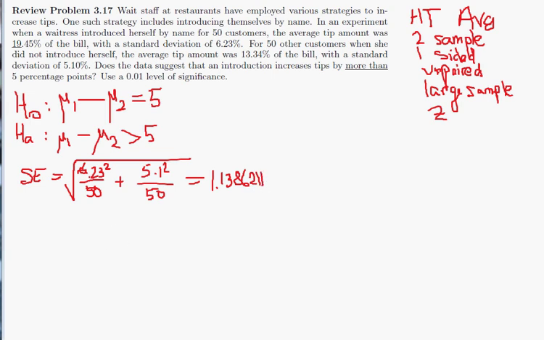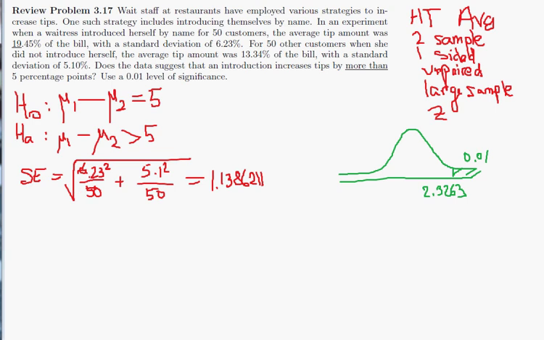Next, we figure out the Z value. In this case, we want a 0.01 level of significance, so we have the area to the right here is 0.01. And so the critical value is 2.3263, using either the inv norm function on a TI calculator or else the norm s inv function on Excel.